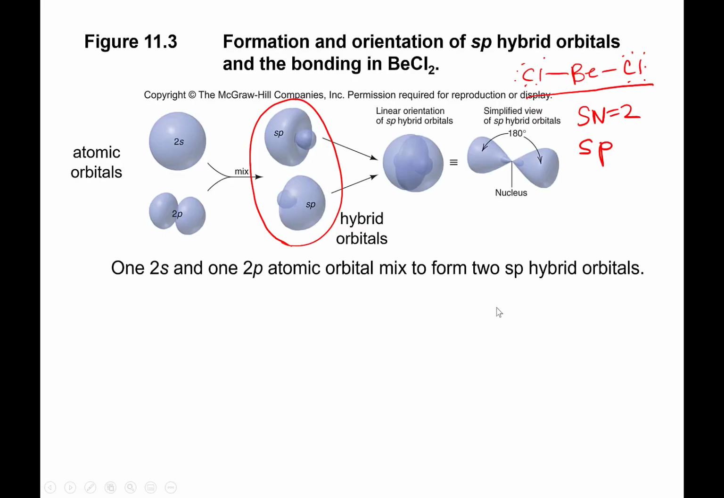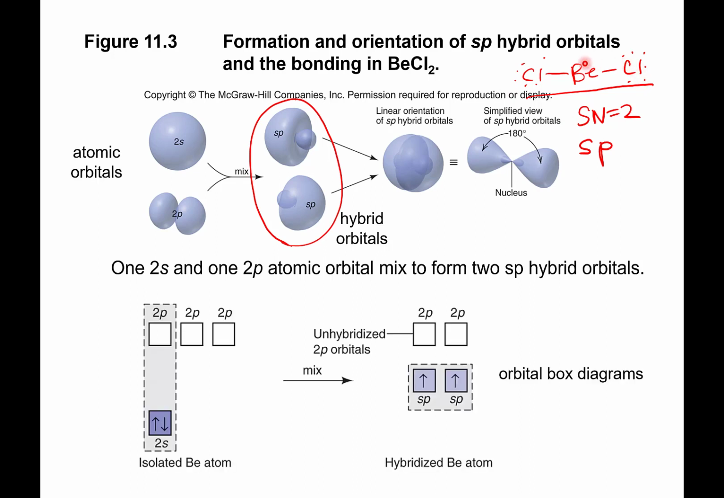This is just a quick example of beryllium chloride. If you draw the Lewis dot structure, BeCl2, it has a steric number of 2. So this is sp hybridization. We have one s and one p orbital mixed together to form two sp hybrid orbitals. And this hybrid orbital has the correct shape to give this 180-degree angle, which we would predict from VSEPR based on this Lewis dot structure.